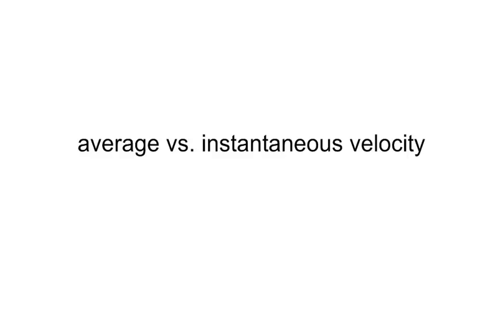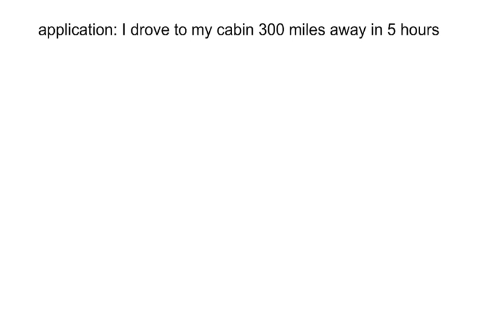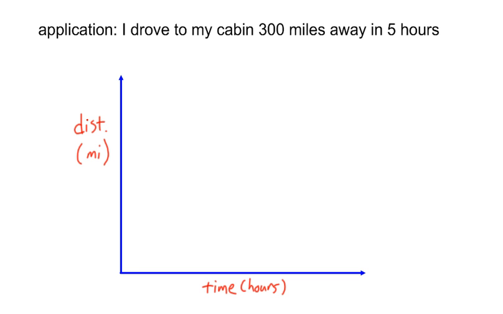Average versus instantaneous velocity. In order to show you the difference between those two, an application that I like to start with would be a trip. So let's say that I drove to my cabin, which is about 300 miles away, and it took me 5 hours to get there. Hey, we rarely drive at a constant speed, so let's graph this.